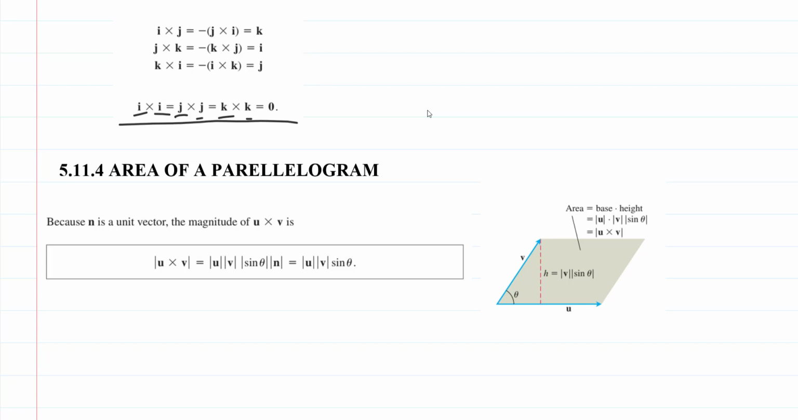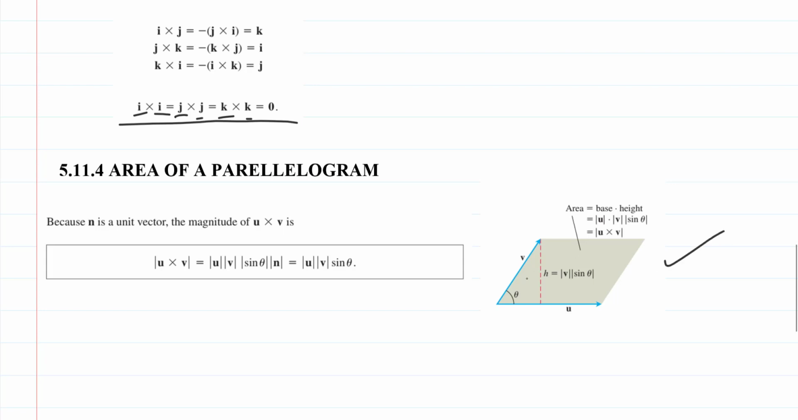Okay guys, we continue. So now we start by looking at the concept of dot product and extending it to the concept of area of the parallelogram. So let's consider a parallelogram. That's on the right. So we have a parallelogram here.